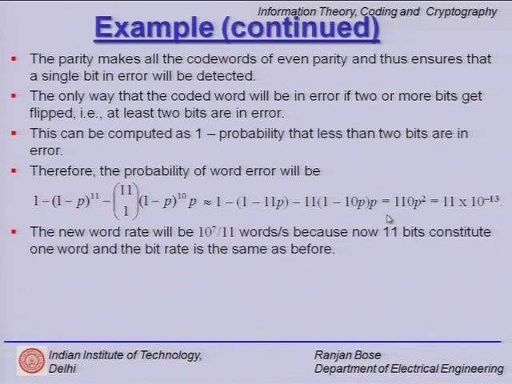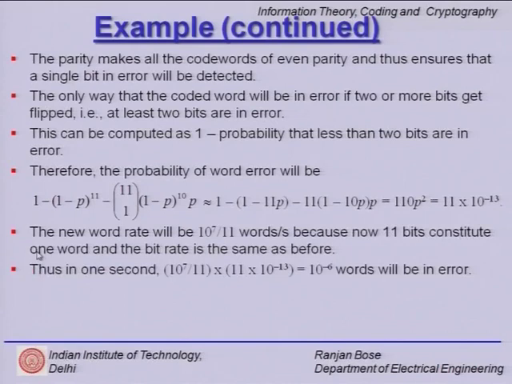So the new word rate, because this one will be able to detect all errors with one bit being flipped, will be 10 to the power 7 by 11 words per second, because now 11 bits constitute one word and the bit rate hasn't changed. So thus in 1 second, this effective word rate times the word error probability will give you the number of words in error per second.